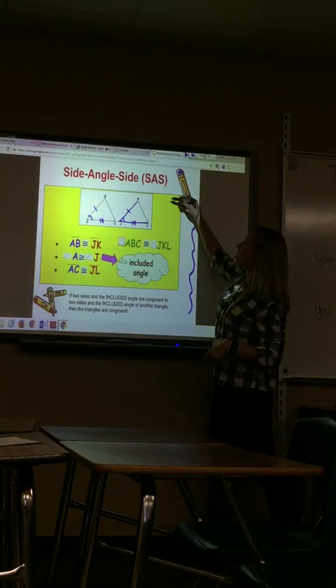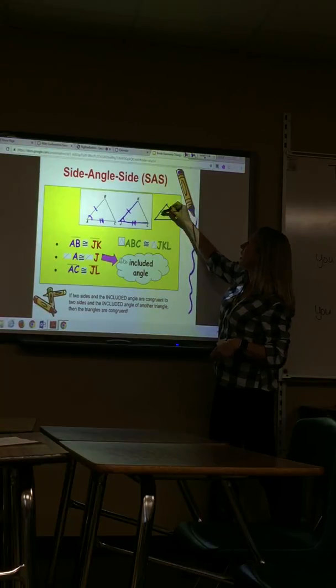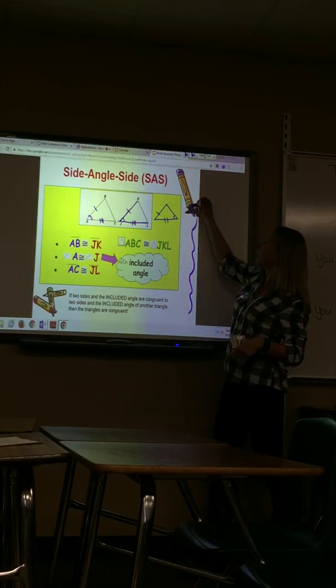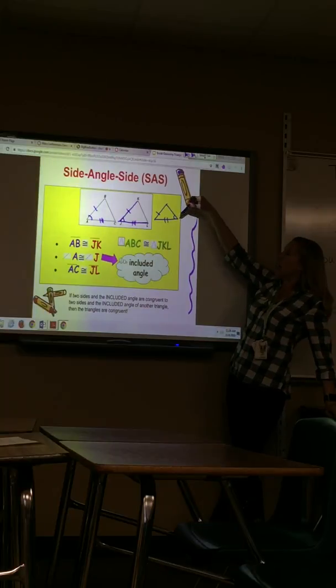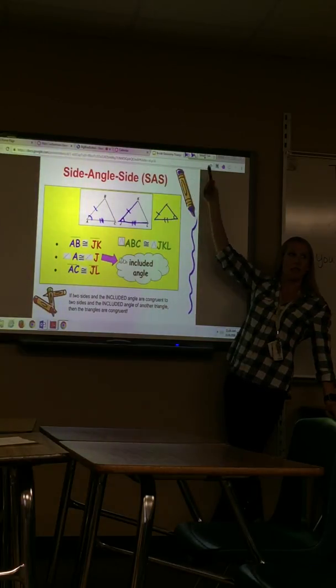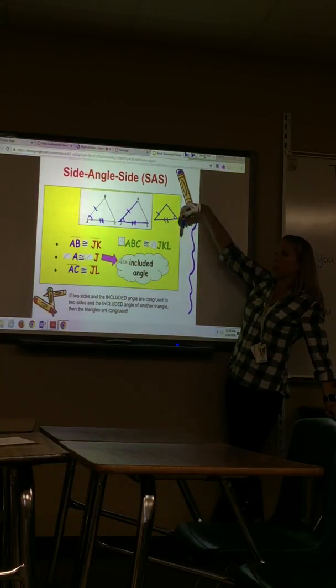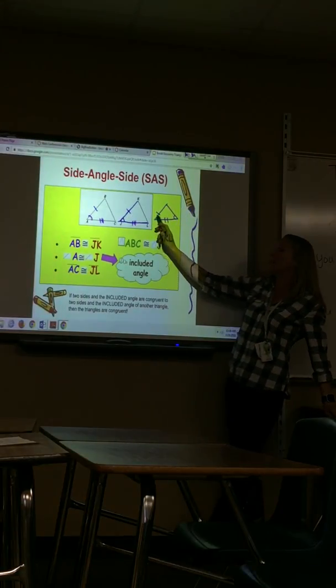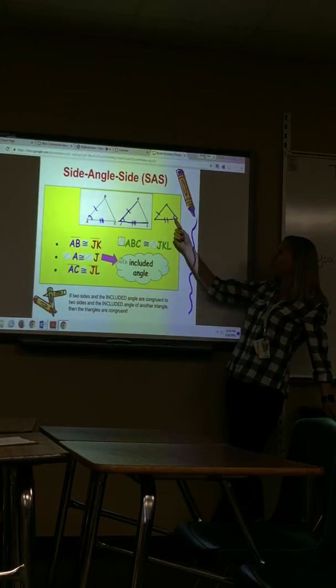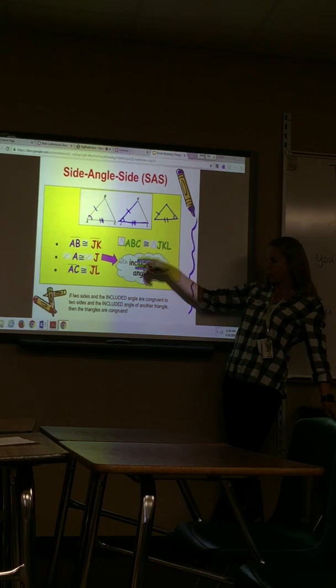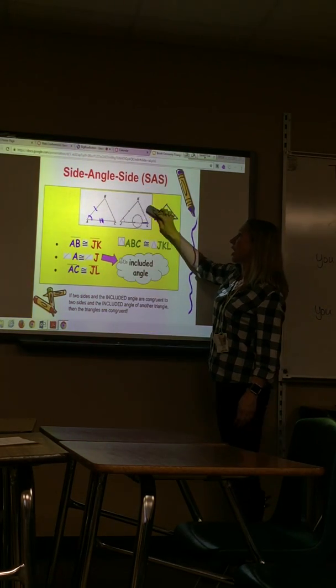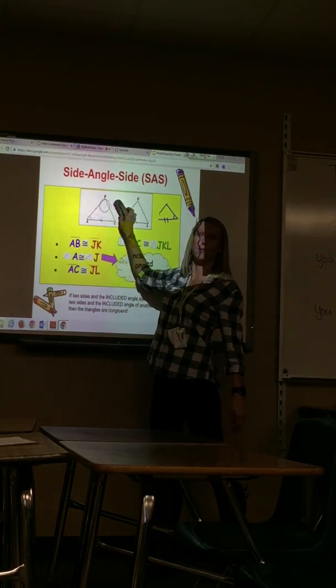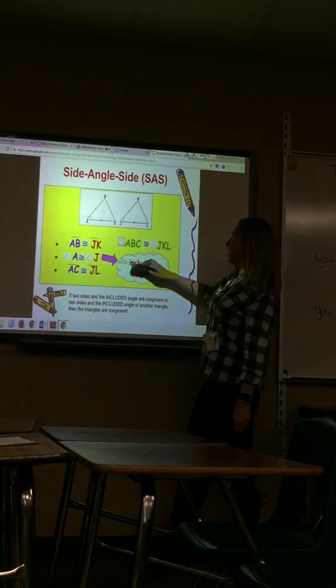It's really important that you notice the angle is included, because if you have 2 sides and then an angle, that is angle, side, side, ASS, which spells a bad word. We're going to learn about that in a minute. The angle has to be in between the 2 sides. Do you see the difference? You have to have the angle. You cannot just have 2 sides. Why? Because that's not enough information.